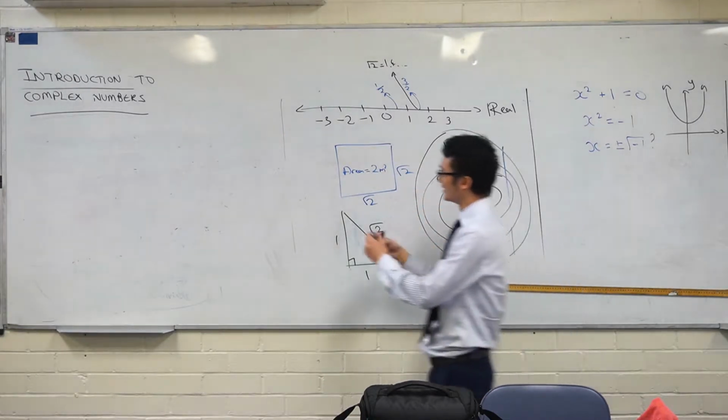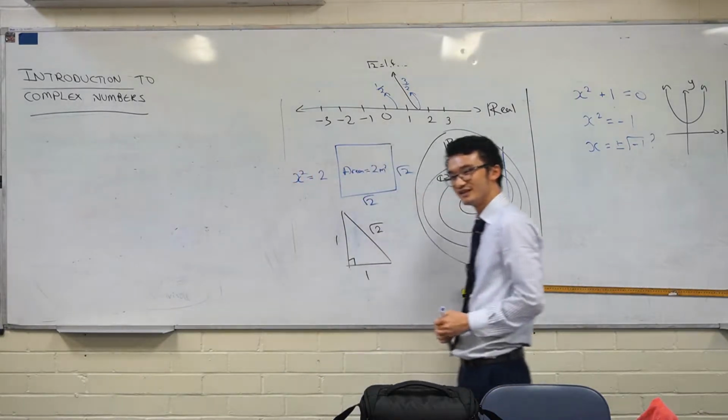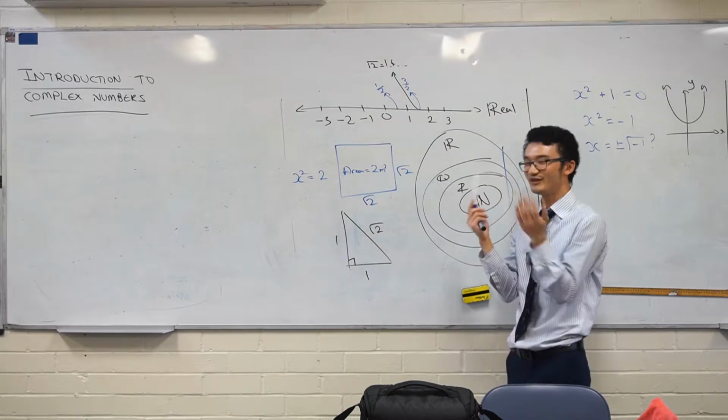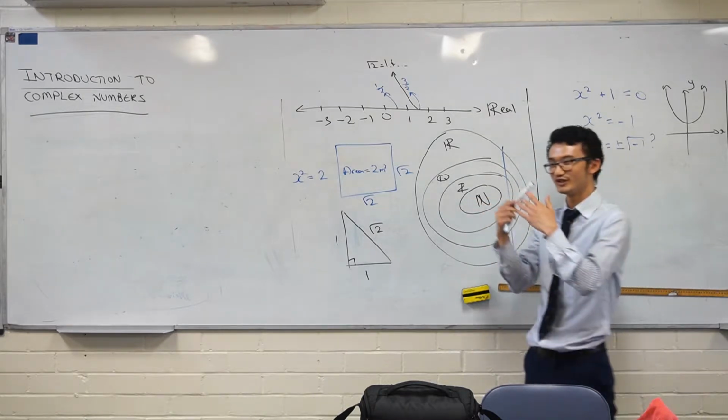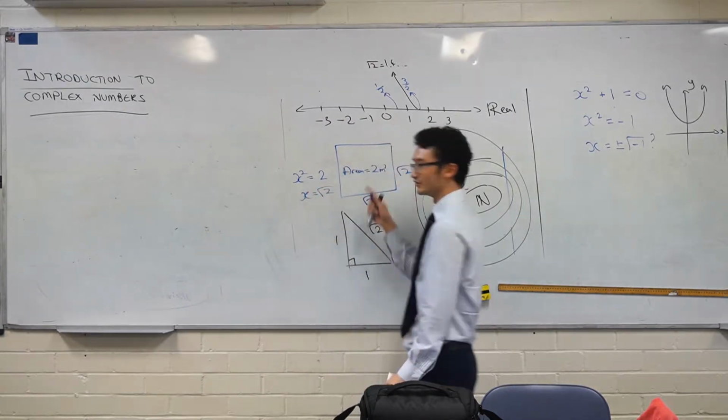Well, this is the solution to this problem. Can you see that? We have an equation, we don't have a solution for that, so we create a representation for that. X is equal to root 2 is a solution to this problem.